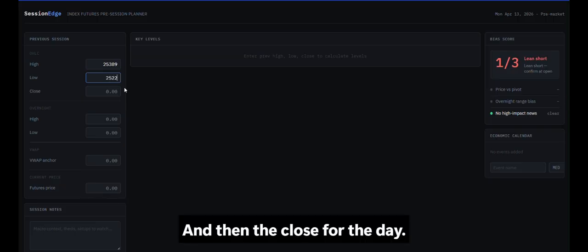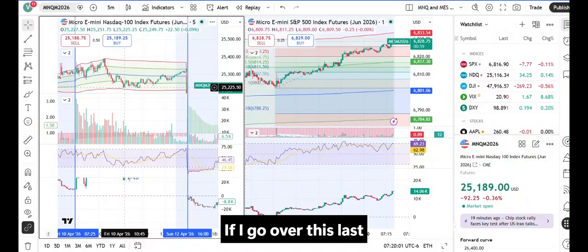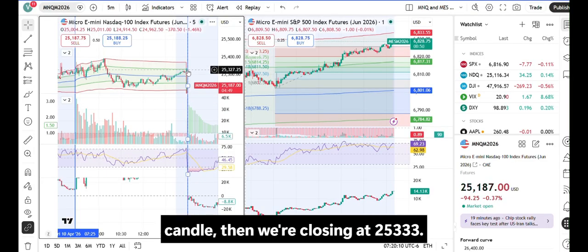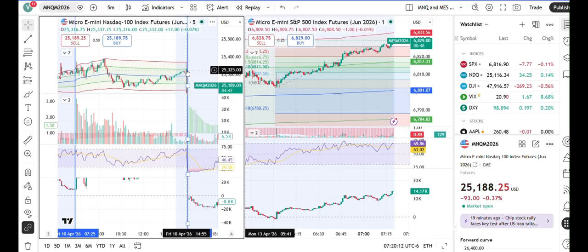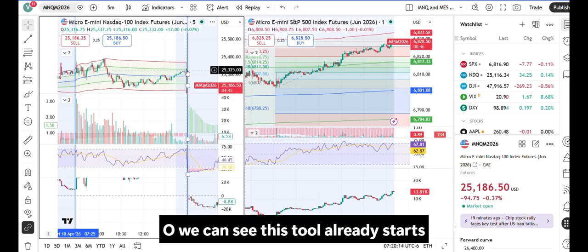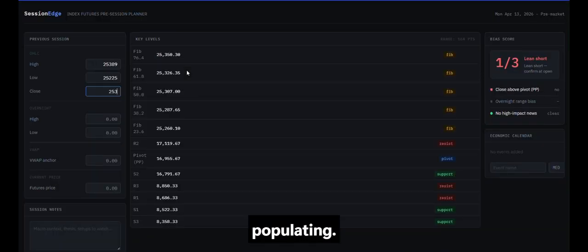And then the close for the day. If I go over this last candle, then we're closing at 25333. So we can see this tool already starts populating.